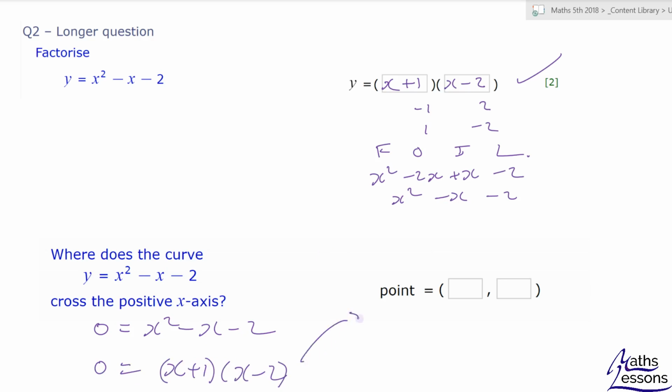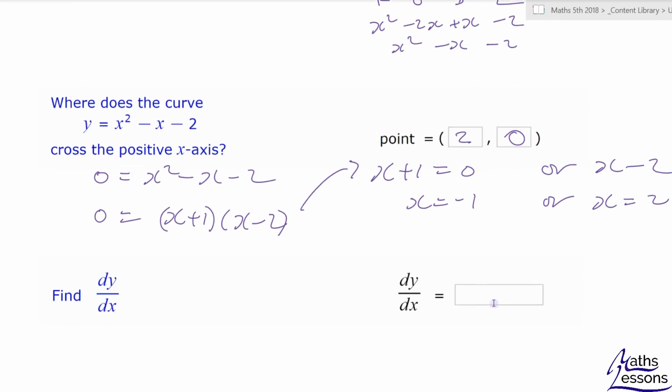Now if you know that is true, then either x plus 1 equals 0 or x minus 2 equals 0, and this implies x equals minus 1 or x equals 2. Where does it cross the positive x-axis? Well, it's not the minus 1, it's going to be the 2 as our positive value, so that gives us our x value. And the y value is obviously going to be 0 because that's what the y value is all the way along the x-axis.